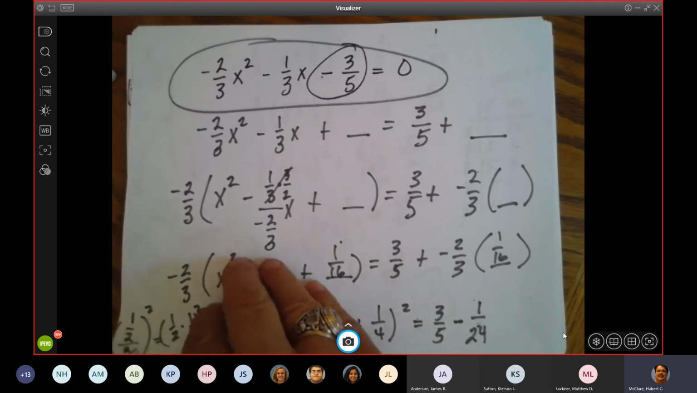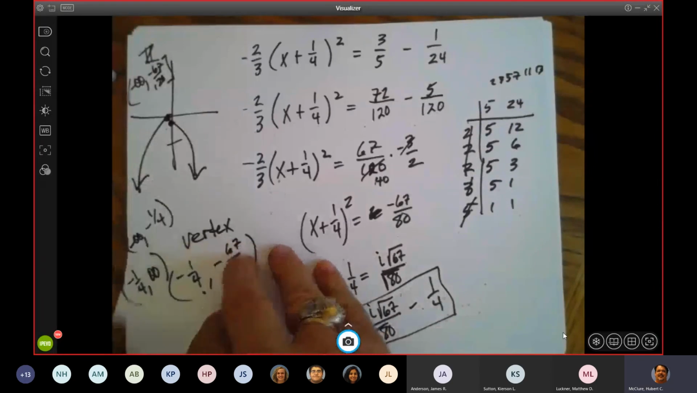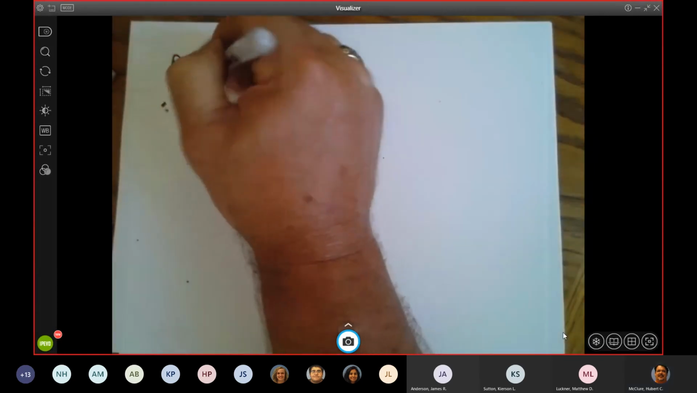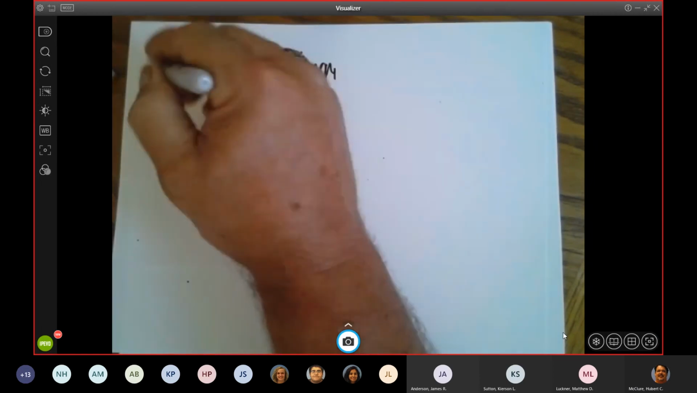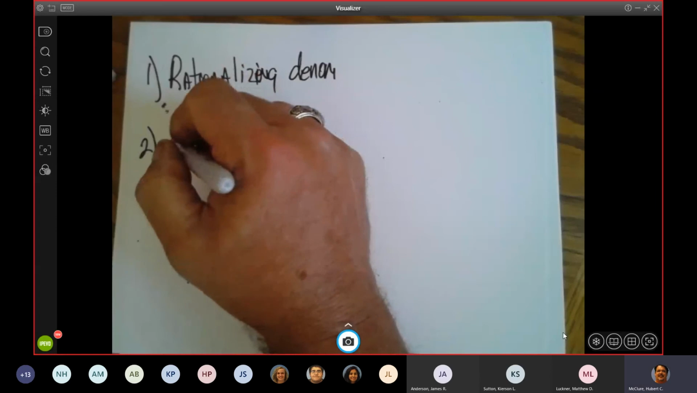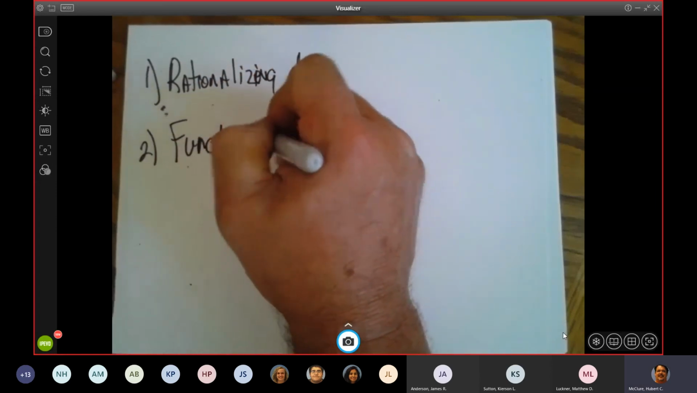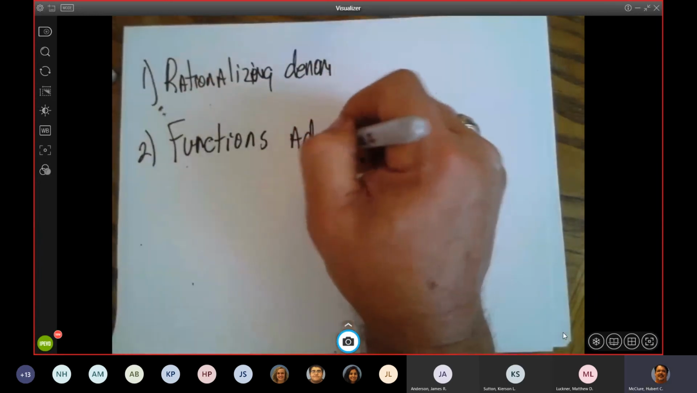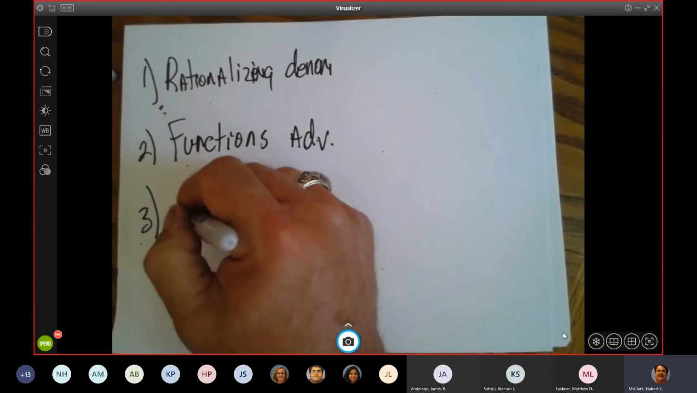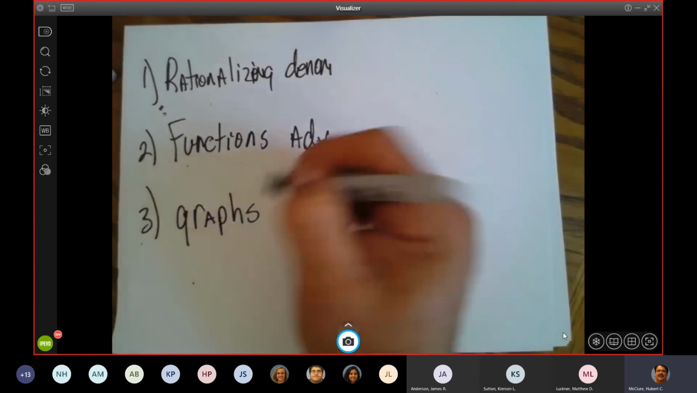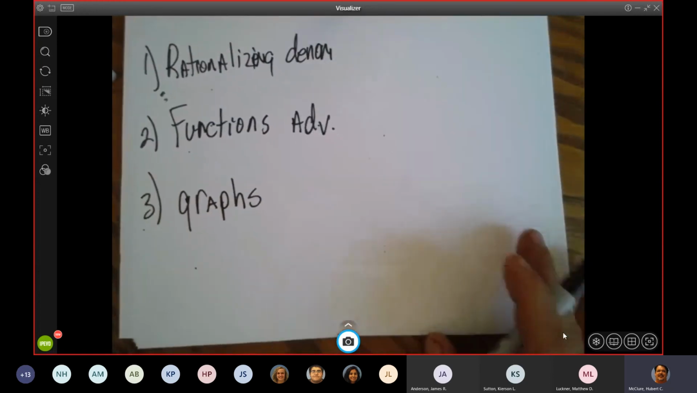That's the first part of the review. The second part of the review, we're going to be talking about these three things. We're going to be talking about rationalizing the denominator, functions, but functions as advanced, getting into domain and range and all that. And we're going to be talking about graphs, vertical and horizontal shifts, the family of graphs, which you can get a jump on if you watch the 110 videos. I think it's before completing the square.